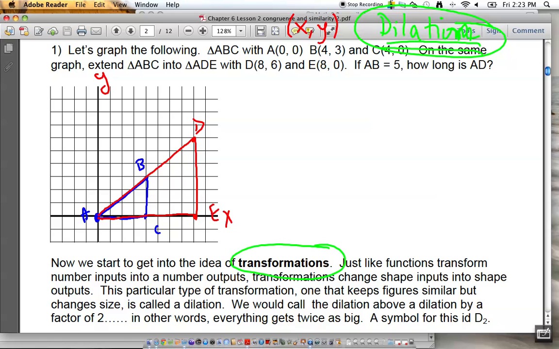Now, when you want to think about how much bigger it gets, let's do a little bit of analysis here. How far is it from here to here? 4. You can either look at the coordinates, 0, 0, 4, 0, or you can count. 1, 2, 3, 4. How far is it from here to here? 8. 5, 6, 7, 8. Now, the next question says, if this distance is 5, how long is that?